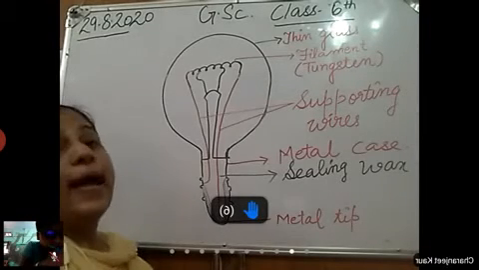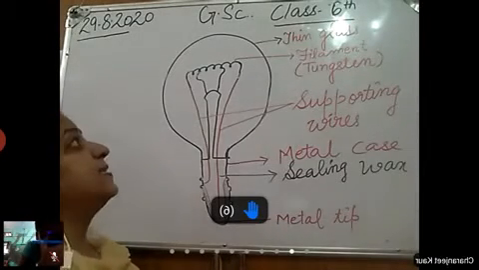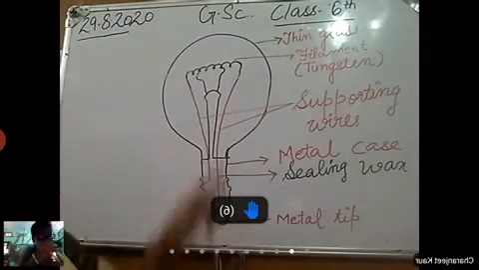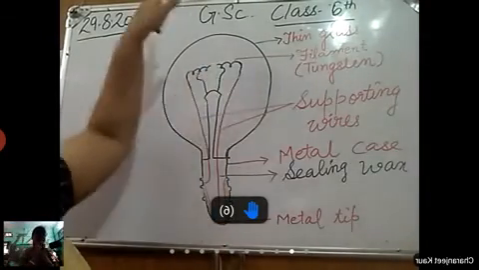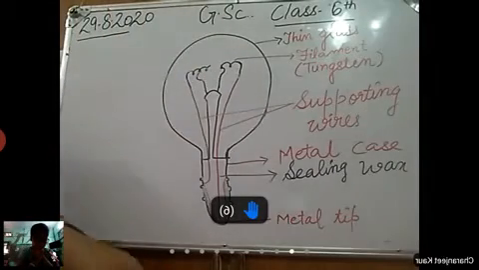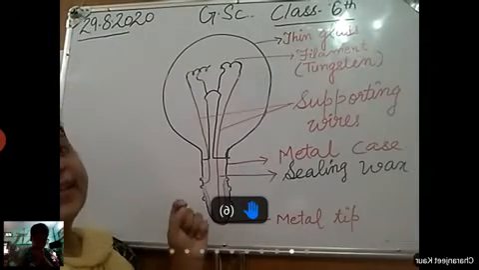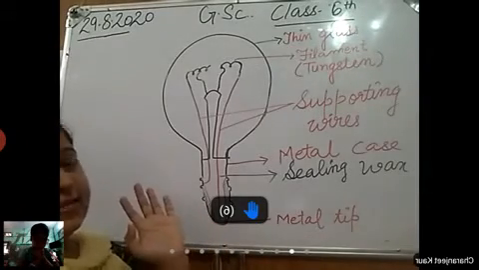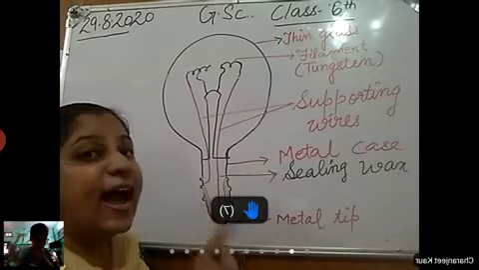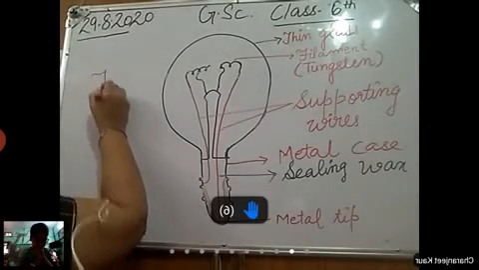Sometimes what happens is, sometimes there is a break in this filament. ये टूट जाता है बीच में से, like this. This break in the filament, it makes the path incomplete. Circuit is not completed now. In that case, we say the bulb is fused.